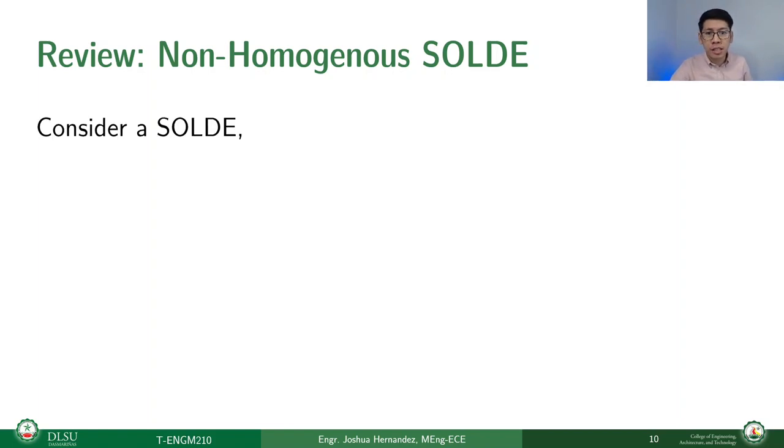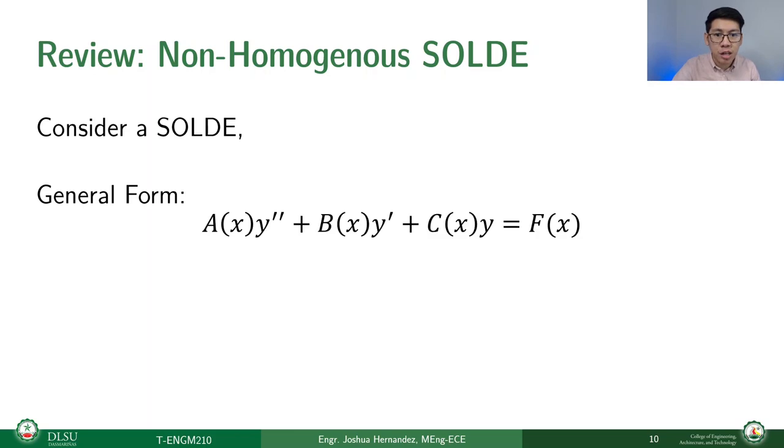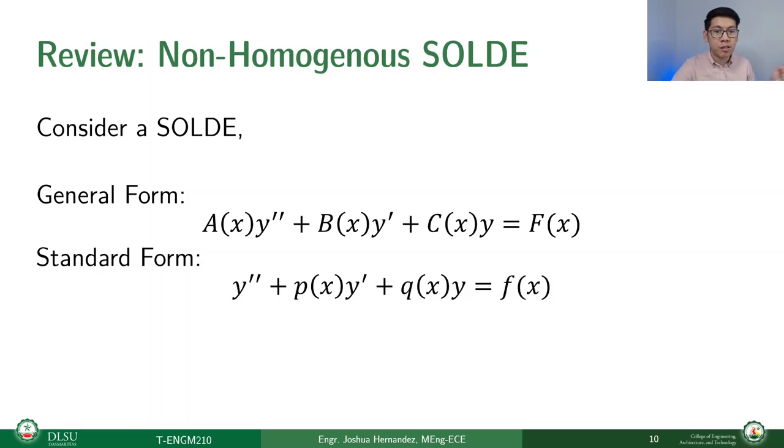If you have a second order equation that has a general form a(x) y'' + b(x) y' + c(x) y = f(x), it can be expressed in standard form, and that is, if you divide the whole equation by a(x), it will become y'' + p(x) y' + q(x) y = f(x), where p(x) is b(x) over a(x), q(x) is c(x) over a(x), and the small f(x) is equivalent to capital F(x) over a(x). So these are all forms pertaining to an expression for differential equations.